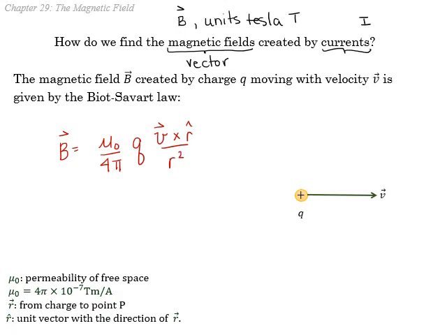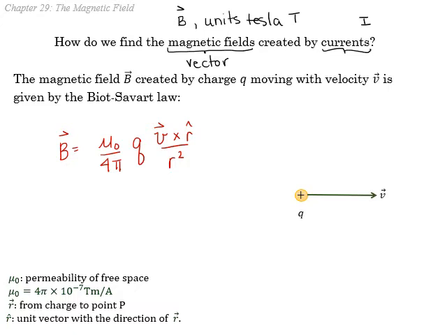Okay, so there's a lot in this equation. Let's go through each bit. Mu naught is a constant. Remember when we dealt with electric fields, we had epsilon naught. That was the permittivity of free space, and it described how electric fields move through a vacuum. Mu naught is the permeability of free space, and it means how magnetic fields go through a vacuum. So that's our mu naught.